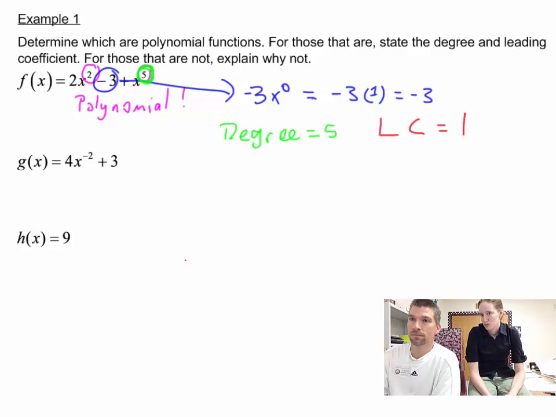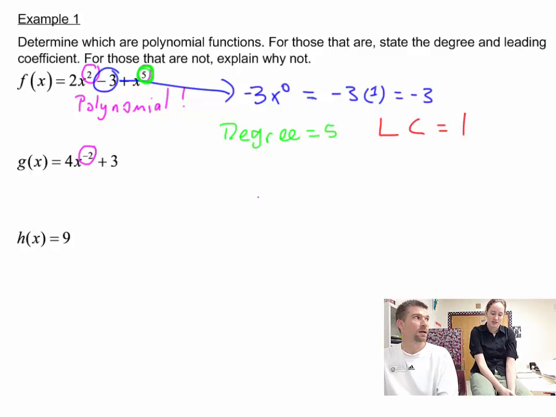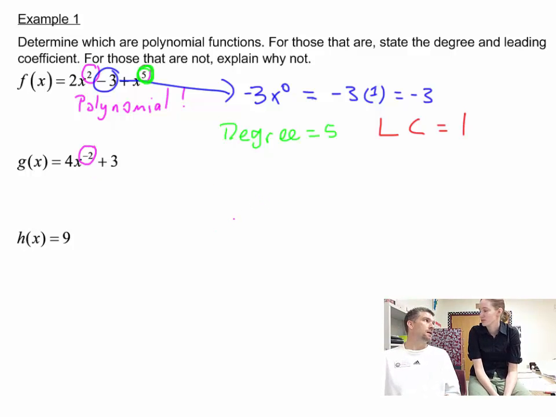G of x equals 4x to the -2 plus 3. Is that a polynomial? The evidence is right here inside the exponents. We cannot have a negative exponent and have it be a polynomial function. I say shenanigans. No, really, that's the way it works. Not a polynomial.